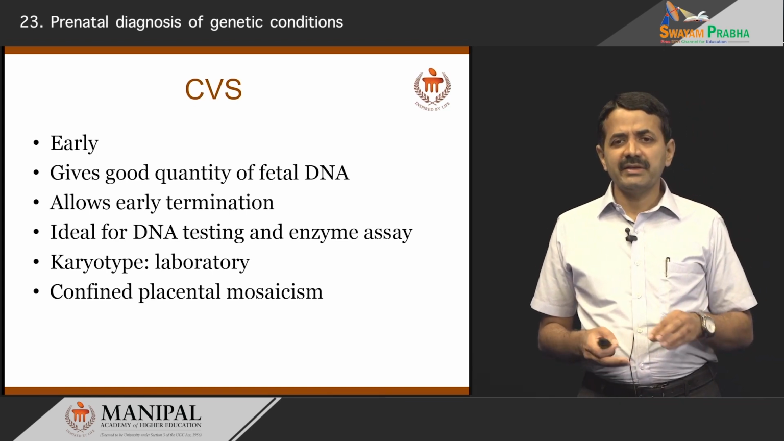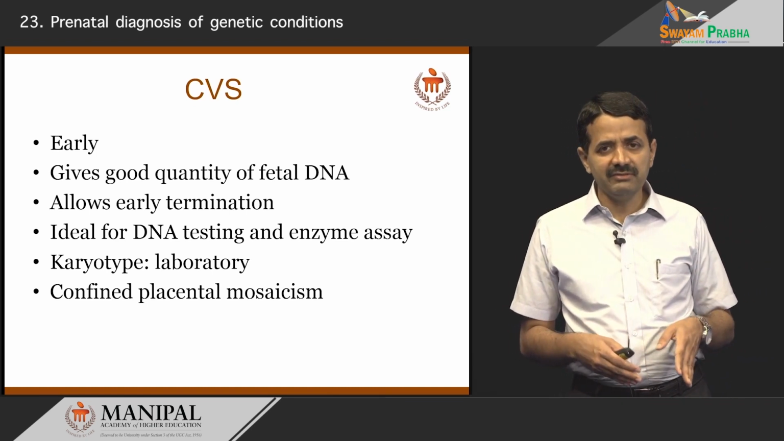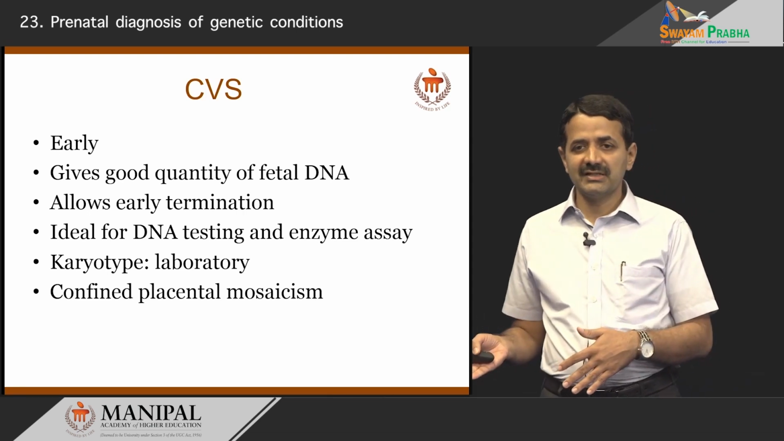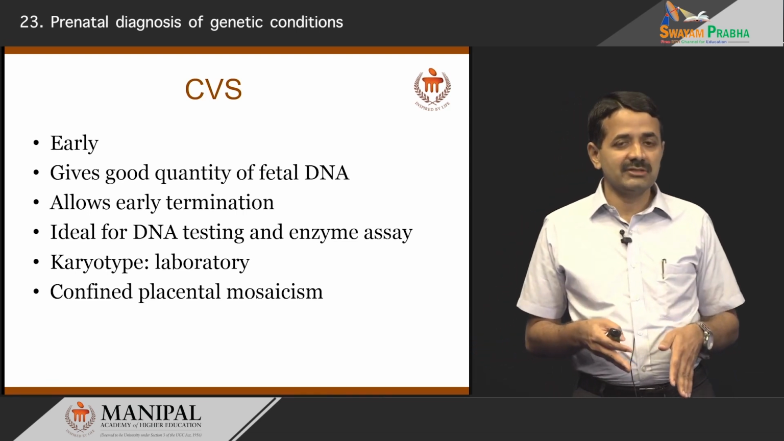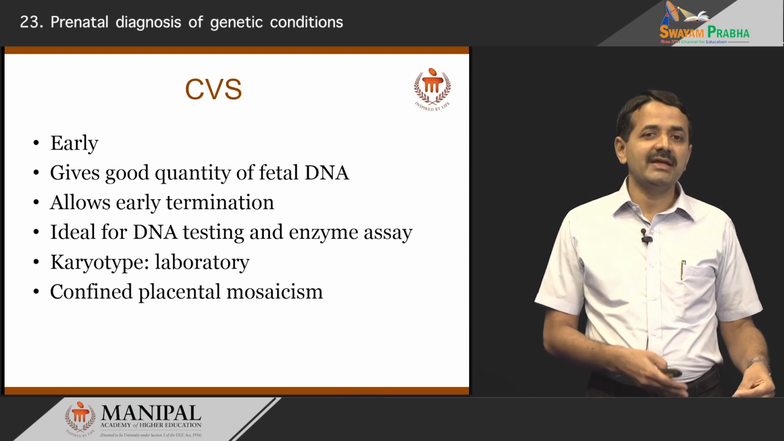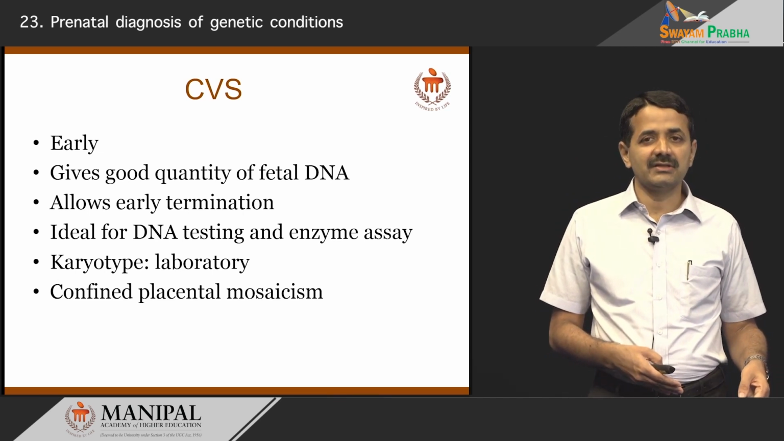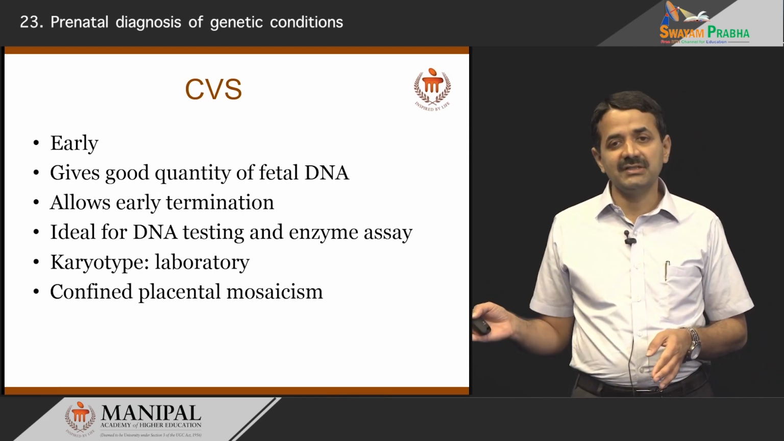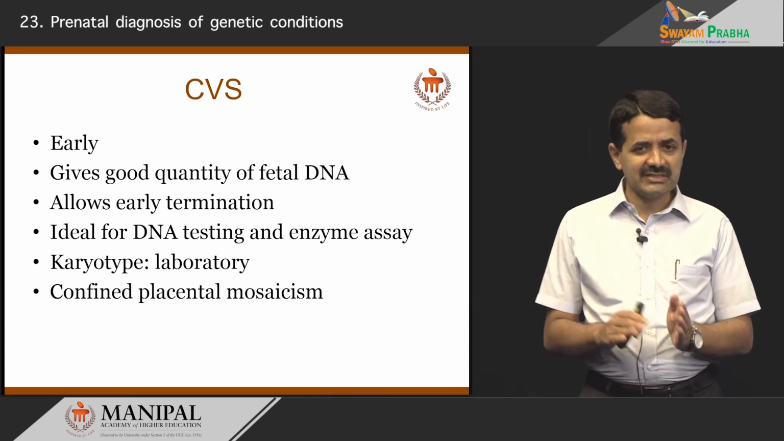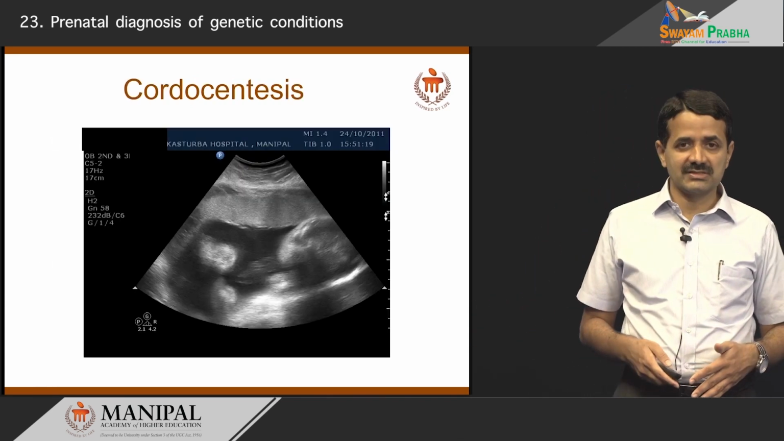There may sometimes be mosaicism in the CVS, which is not reflected in the fetus. So, this is one of the things which we need to keep in mind. We may get an abnormal result in the CVS and it may not actually represent what is there in the fetus, but these are very rare situations.